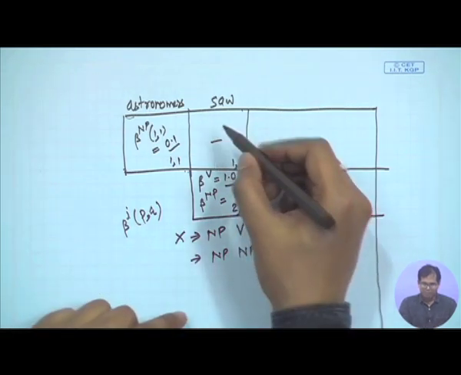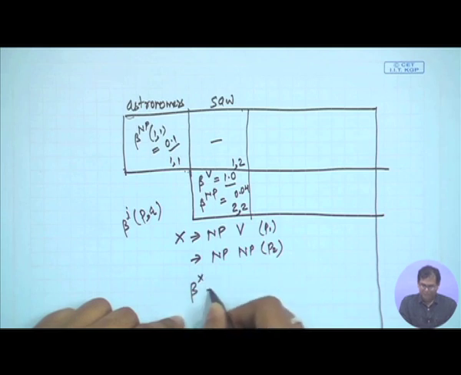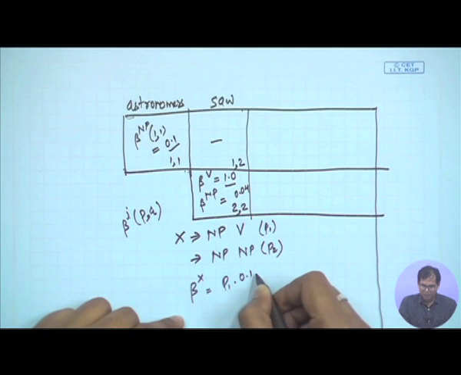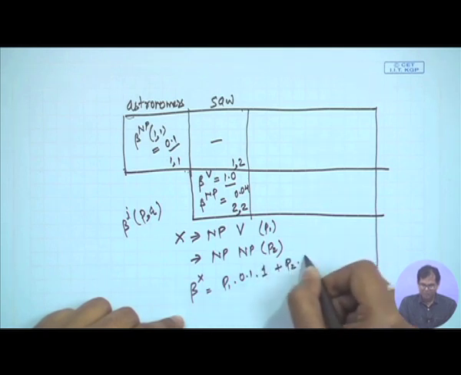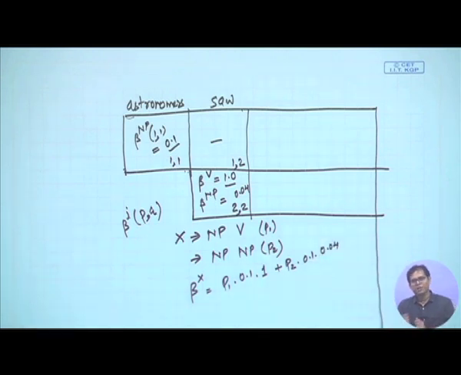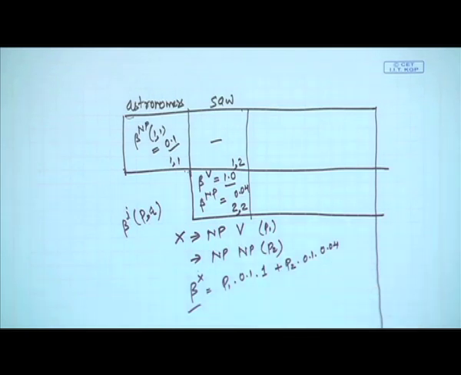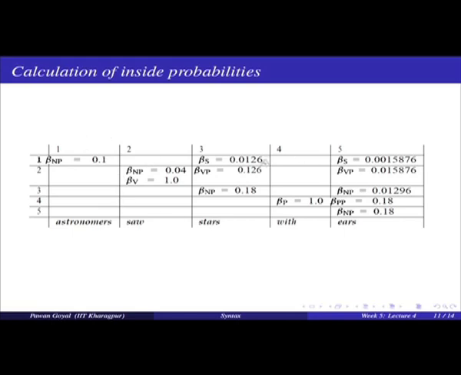So I will put here beta x, and this will be P1 times 0.1 times 1 plus P2 times 0.1 times 0.04, and that is how I will fill in all the entries. So I will take care of all the possible ways in which this particular non-terminal can derive this. Again, if you keep on doing that, this is what you will see.